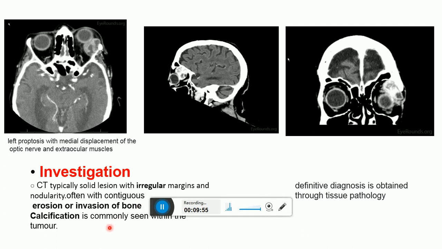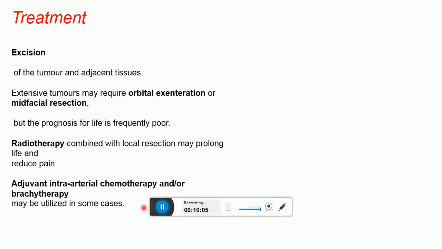Neurological assessment is mandatory because adenoid cystic carcinoma exhibits perineural spread and may extend into the cavernous sinus. Treatment involves excision of the tumor and adjacent tissues. Extensive tumor may require orbital exenteration or mid-facial resection, but the prognosis for life is frequently poor. Radiotherapy combined with local resection may prolong life and reduce pain. Adjuvant intraarterial chemotherapy or brachytherapy may be utilized in some cases.